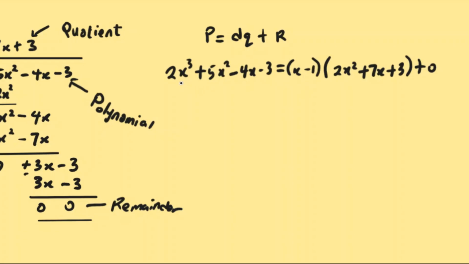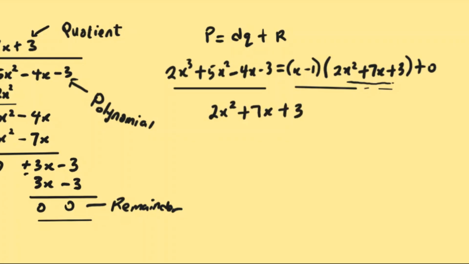So what it means here is that, because we are using the remainder theorem, 2x cubed plus 5x squared minus 4x minus 3 is now the same thing as x minus 1 multiplied by this. So we just need to solve this quadratic equation to get our 3 factors, because we have one of the factors already. So if we consider 2x squared plus 7x plus 3 is equivalent to 0.